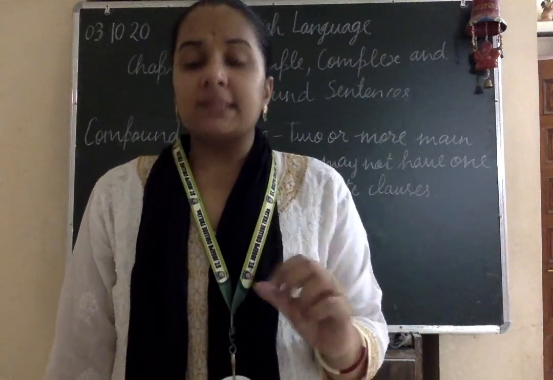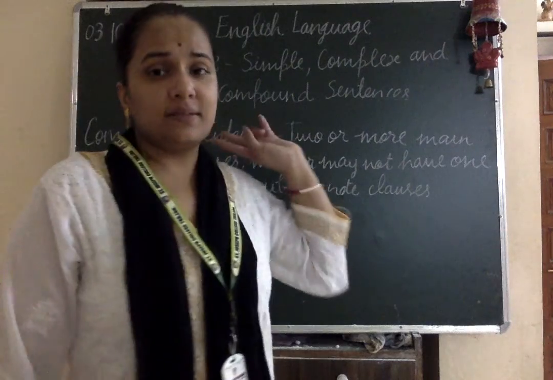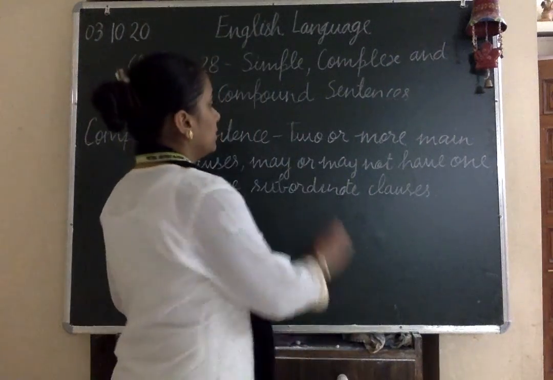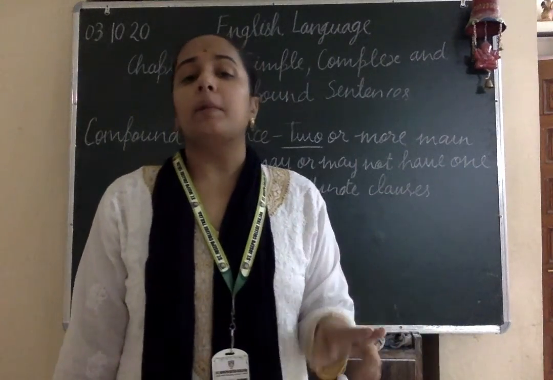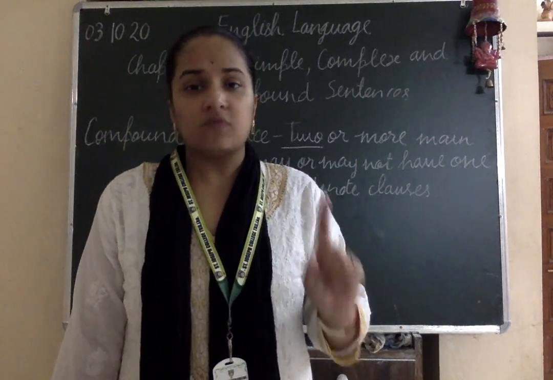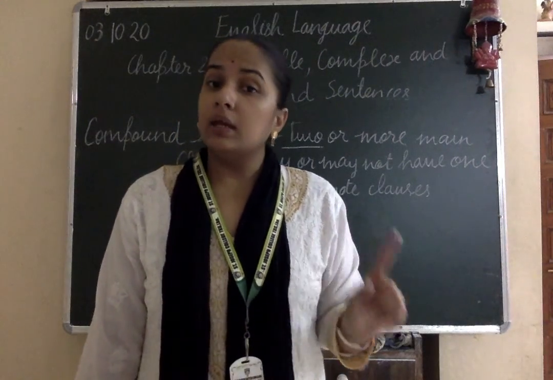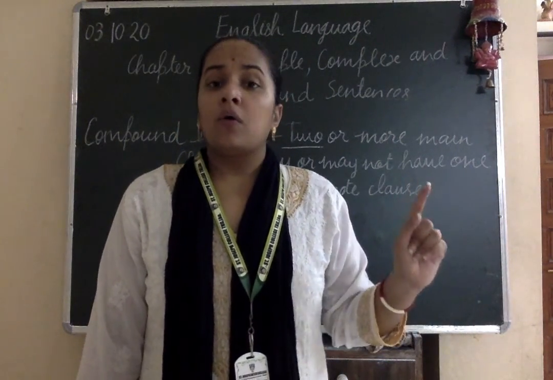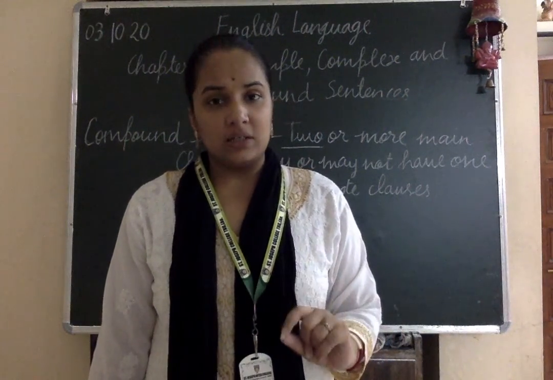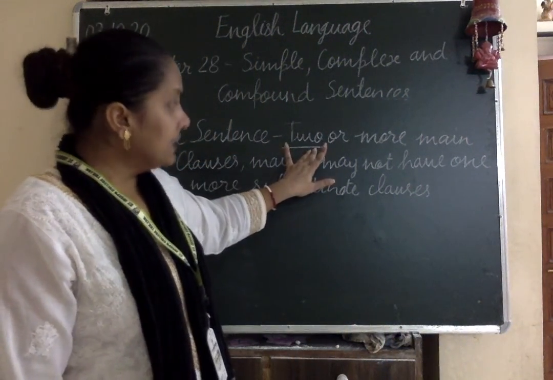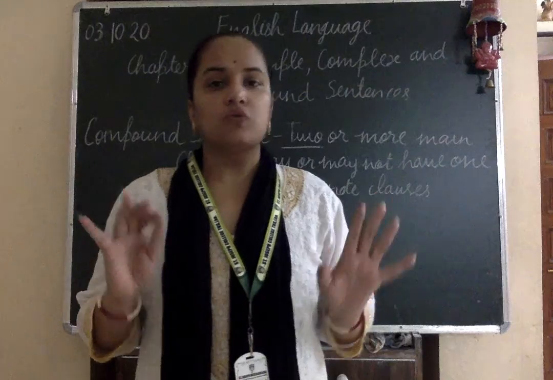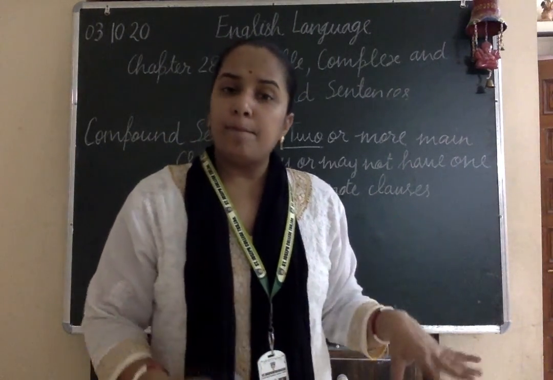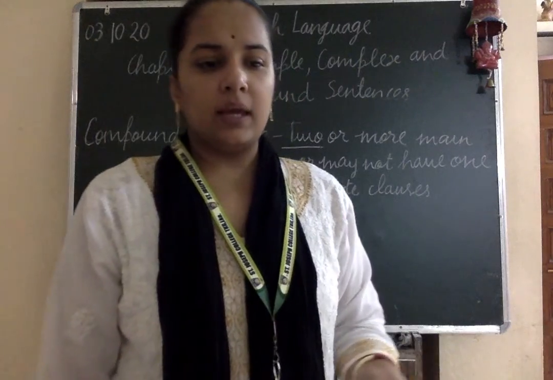So what is the basic requirement for the compound sentence? That there has to be at least two main clauses. This much is compulsory. Without this, it cannot be a compound sentence. If there is only one main clause and one subordinate clause, then it will be the complex sentence. For it to be a compound sentence, there has to be at least two main clauses, and after that you can add as much as you want. That will remain the compound sentence. So let's take the example.